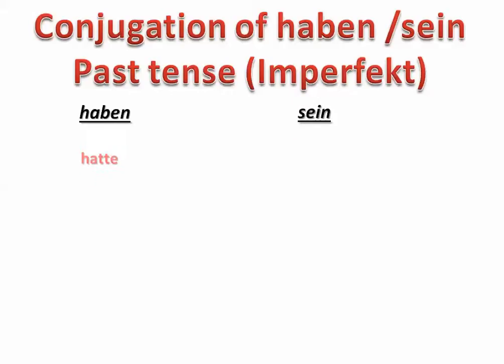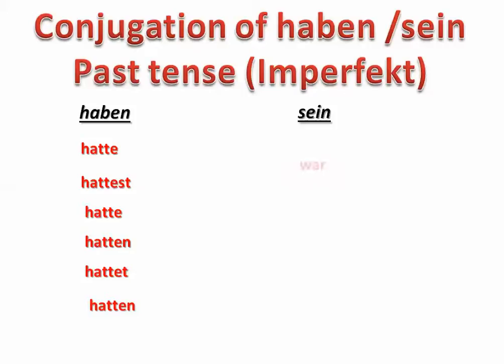So to say I had, ich hatte, du hattest, you had, er hatte, he had, wir hatten, we had, ihr hattet, y'all had, we would say here in the South, and sie hatten, they had, or you formal had. For sein, ich war, I was, du warst, you were, er war oder sie war, he was or she was, wir waren, we were, ihr wart, you all were or y'all were, und sie waren.